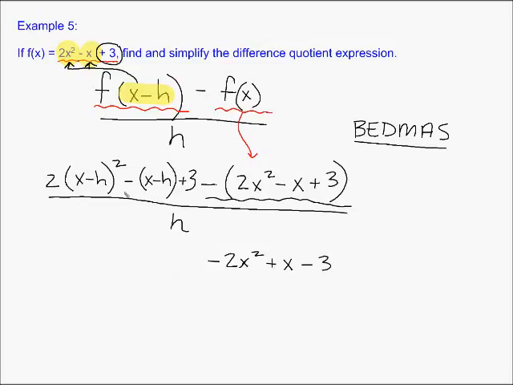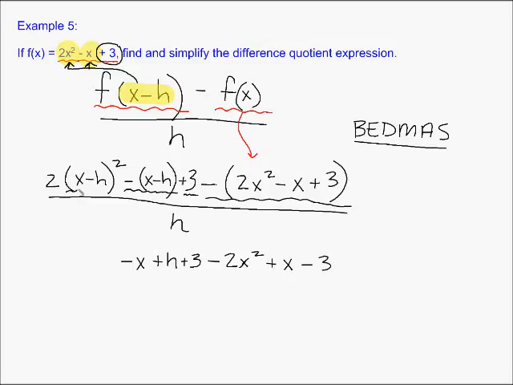The next brackets that I'm going to remove are these ones, and again it's the same thing. I have negative on the outside, so that means it's going to change the signs here. So x becomes negative x, and negative h, I get a double negative, so that becomes a positive h. And then positive 3, I'm just going to leave that as it is because it's outside the brackets.